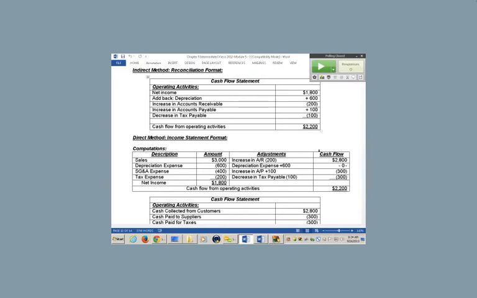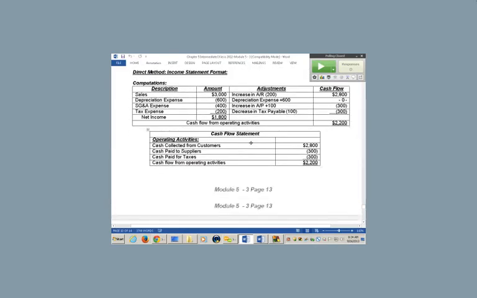The indirect approach. Now, this is not an indirect approach for the next exam. If you wanted, the direct approach rather, it's only a worksheet. If you wanted to see the direct method, you would have to look at the minimum line items. I mean, you don't have them all, but you've got cash collected from customers, $2,800, cash paid to suppliers of 3. You also have cash paid for taxes of 3, and then, of course, the same amount as your direct cash flow from operations.